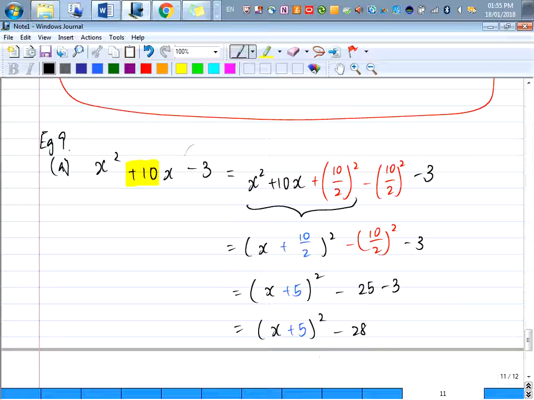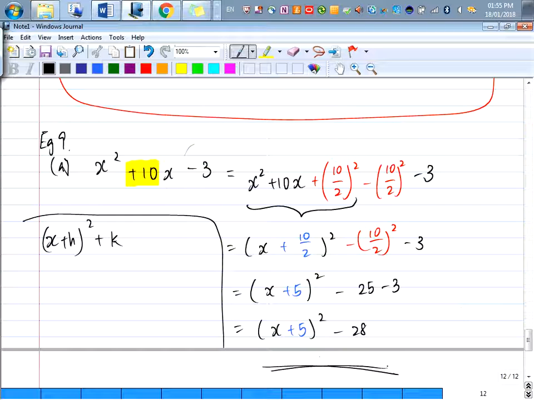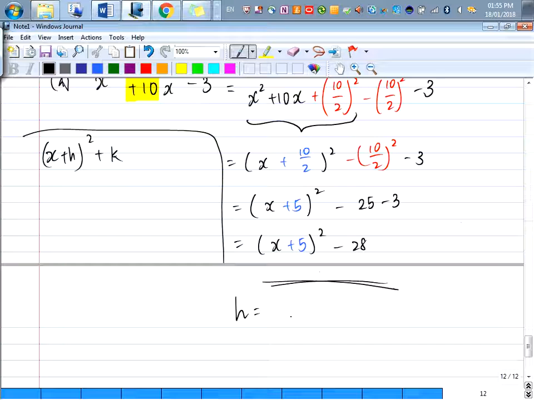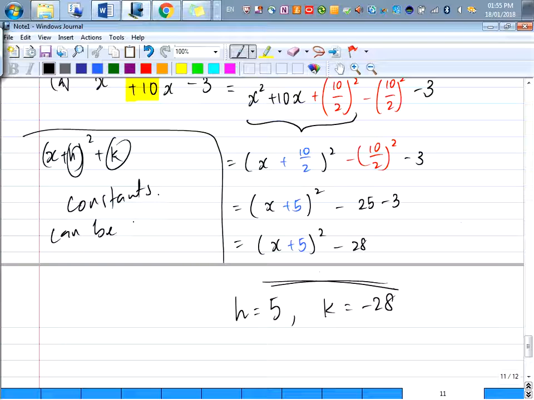Is this of the form? Remember our original question, they wanted us to express it in the form of x plus h squared plus k. Is this the correct format? Yes, right. What is the value of h? If I ask you, h equals to? 5, okay. What about k? Negative 28. Please take note that h and k are constants. They can be positive or negative. Okay? Don't worry if your numbers are negative, it's okay.